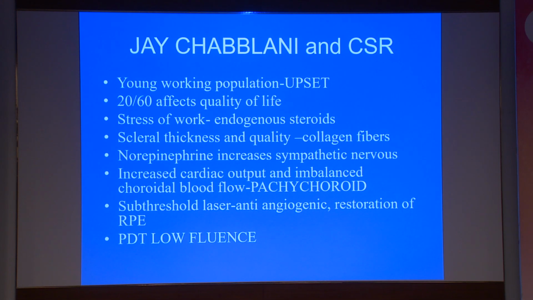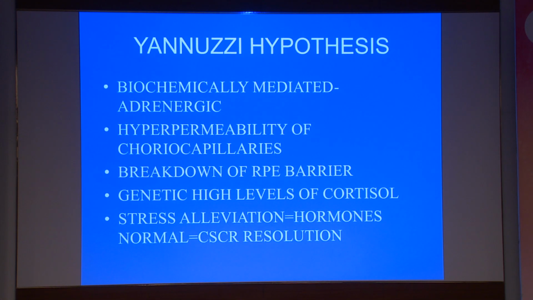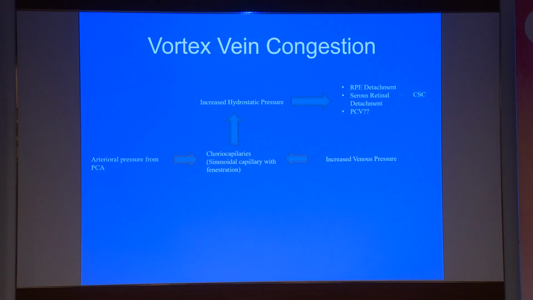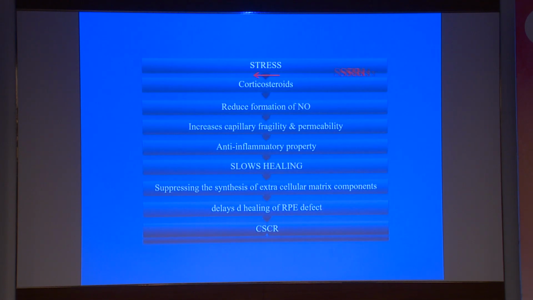Stress and norepinephrine increase the sympathetic nervous outflow, which leads to a pachychoroid, and that leads to CSR exudation. This was also described by Yannuzzi, who said it's a biochemically adrenergic mediated phenomenon, which increases the permeability of the choriocapillaris. So this is our etiopathogenesis. Anxiety leads to catastrophization and disrupts the serotonin levels in these patients. So this is how stress leads to corticosteroids and CSR, and SSRIs prevent it.